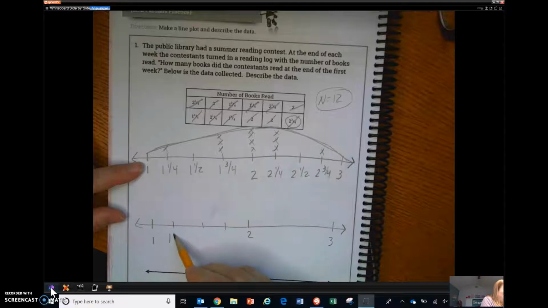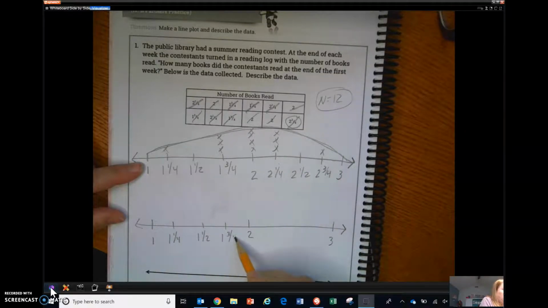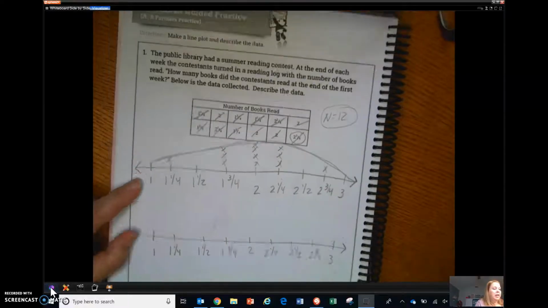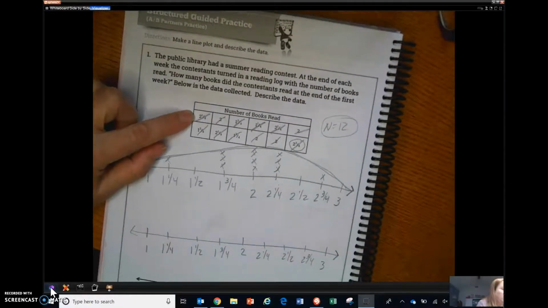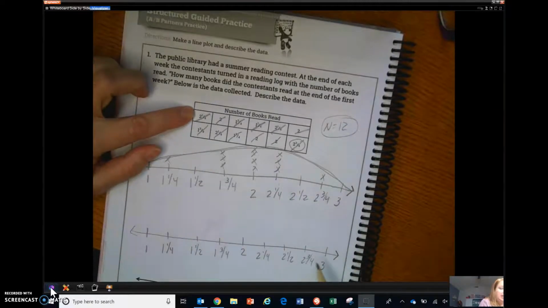So this is 1 1/4, 1 1/2, 1 3/4, 2, 2 1/4, 2 1/2, 2 3/4. All right, then I just looked up here and I'd cross it off as I put the X.